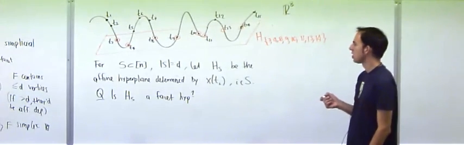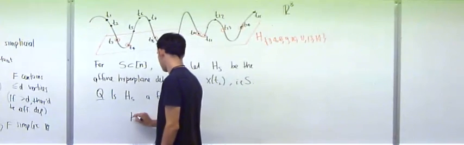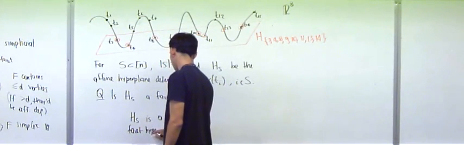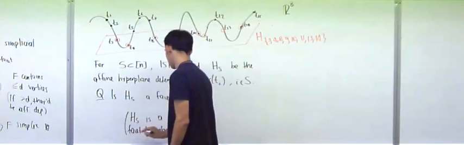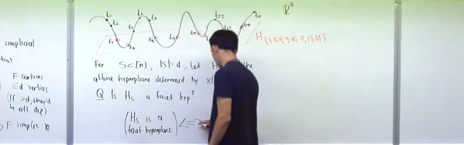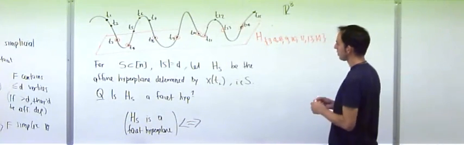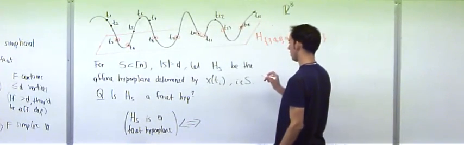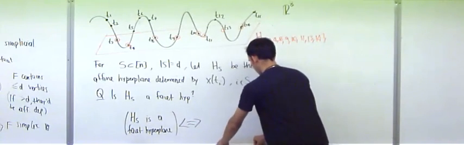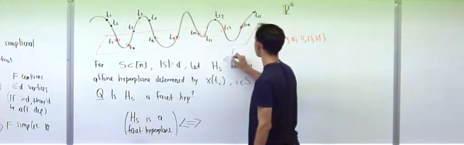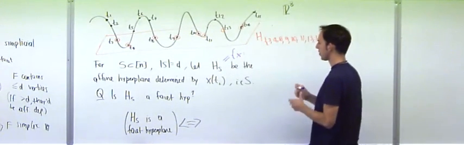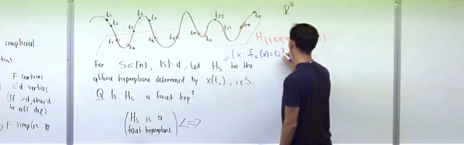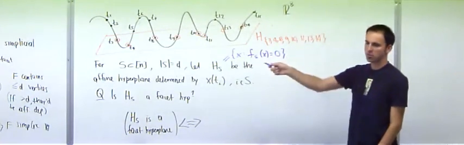Okay? So here's what I'm going to say. This is a facet hyperplane if and only if the following is true. Let's say that this H sub S is described by the condition that X, these are the points X such that F sub S of X equals 0. Okay? So that's the equation of the hyperplane.